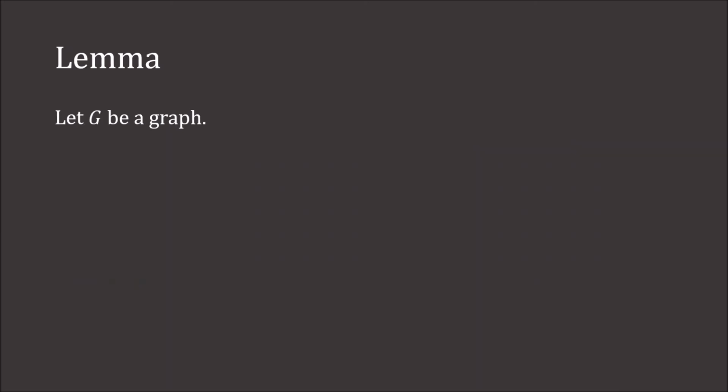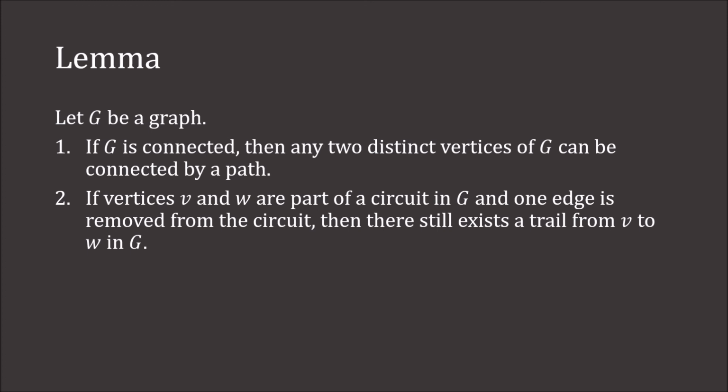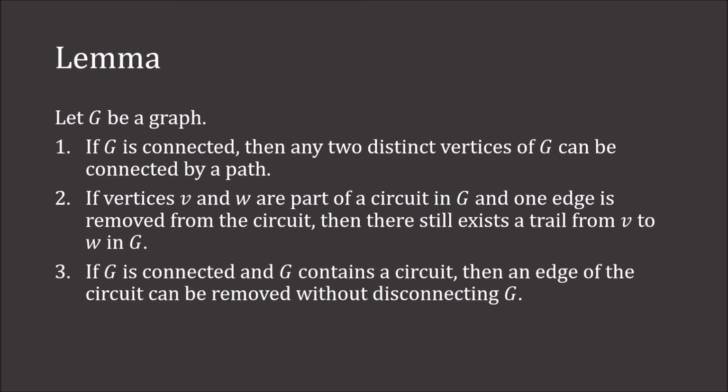Now let G be a graph. If G is connected, then any two distinct vertices of G can be connected by a path. If vertices V and W are part of a circuit in G, and one edge is removed from the circuit, then there still exists a trail from V to W in G. And finally, if G is connected and contains a circuit, then an edge of the circuit can be removed without disconnecting G.